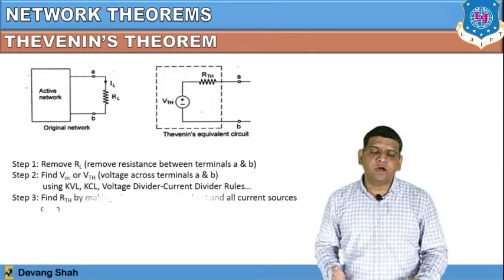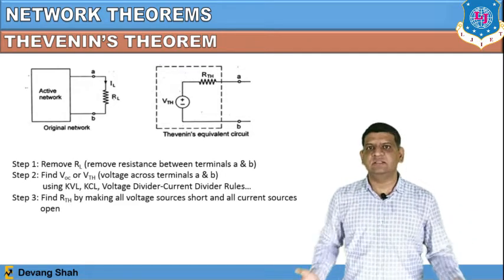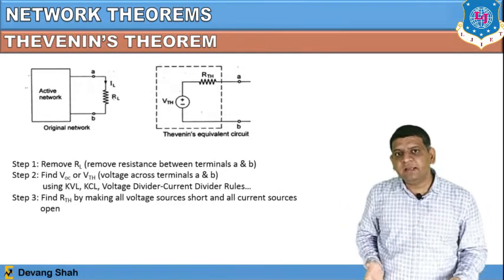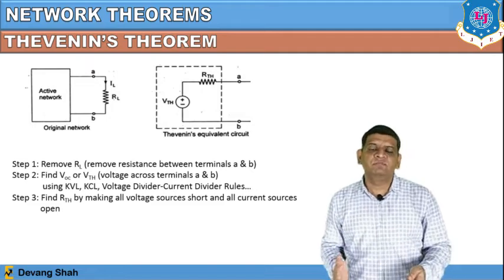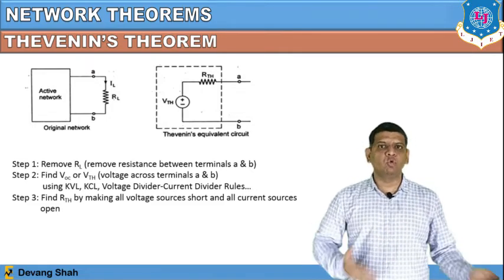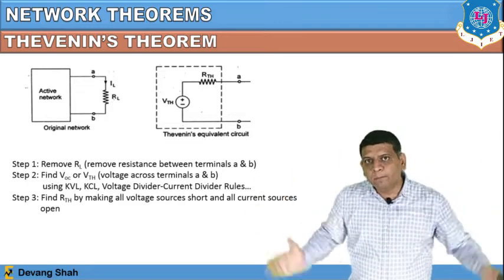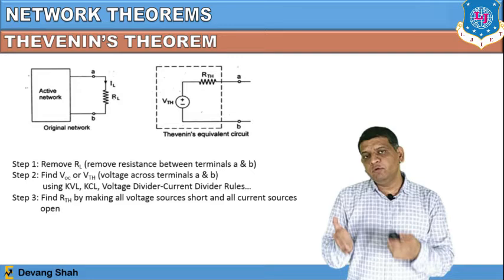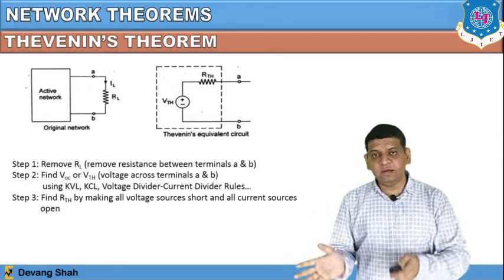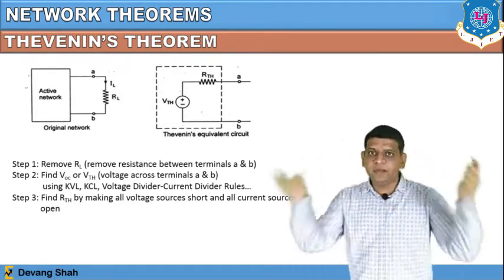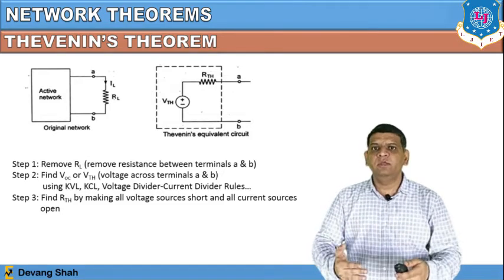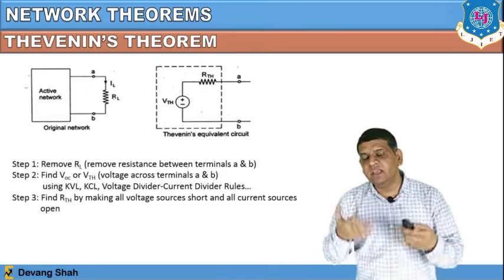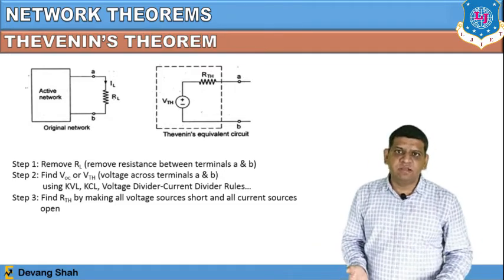Now my next job is to find the equivalent Thevenin resistance, right? For that you have to find RTH by making all voltage sources short and all current sources open. So you have to make the complete big network a purely resistive network, where if you find a voltage source you make it zero, if you find a current source you make it zero, right? So the complete network is now made up of series and parallel combinations of resistance. That way you can find the equivalent value of the Thevenin resistance.